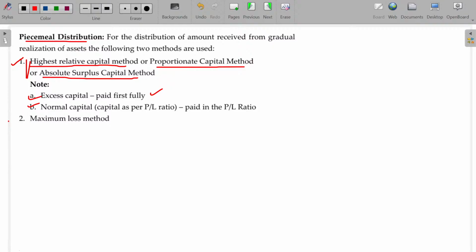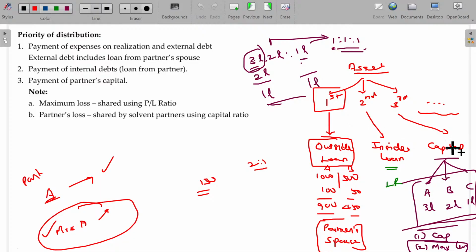The next model is the maximum loss method. I will explain that along with the illustration. Let me first finish up the first model. That too, this component is the settlement to the owners alone. A comprehensive illustration covers realization of all the assets in a step-by-step model, and we make the payment to outsiders' loan, insiders' loan, and capital account as a comprehensive one at the last.